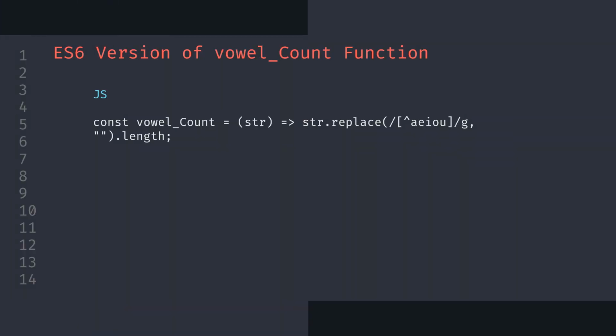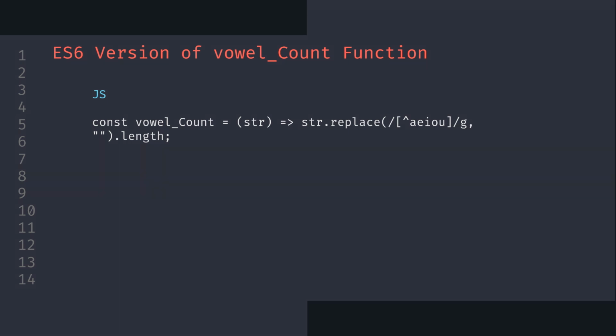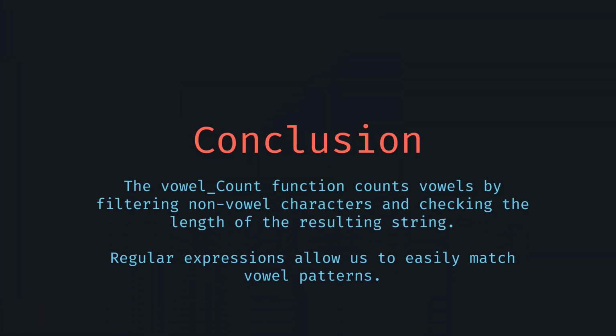Here's the ES6 version of the function. By using an arrow function, the code becomes more concise but retains its functionality. In summary, the vowel count function leverages regular expressions to efficiently count the number of vowels in a string. It's a great example of how powerful JavaScript can be for string manipulation.